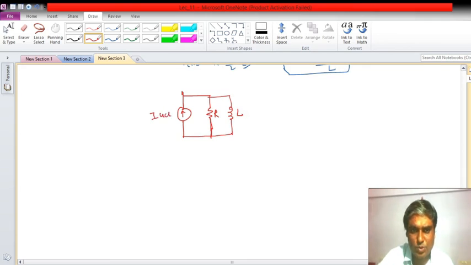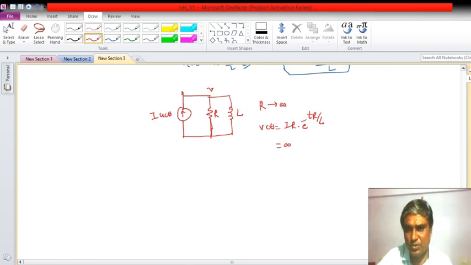Now I will assume that R becomes large. What will happen if R tends to infinity, with my V of t? So what will be V of t? I R into e raised to minus t R by L, and as R goes to infinity, the exponential is e raised to minus infinity, so this will be infinity into 0. So how can we interpret that? R being infinite means this will be open circuited.